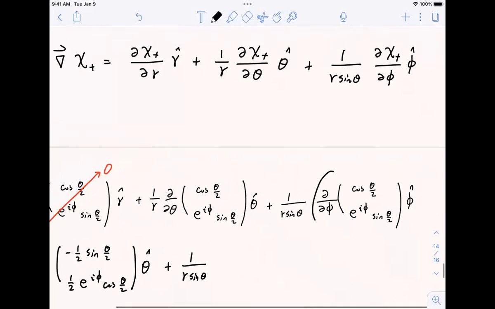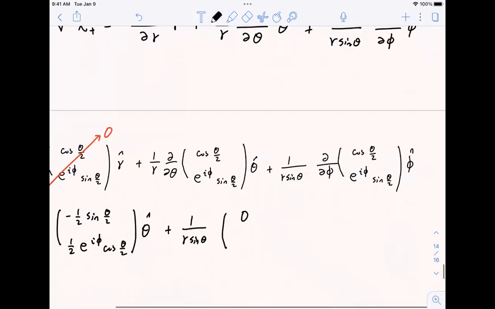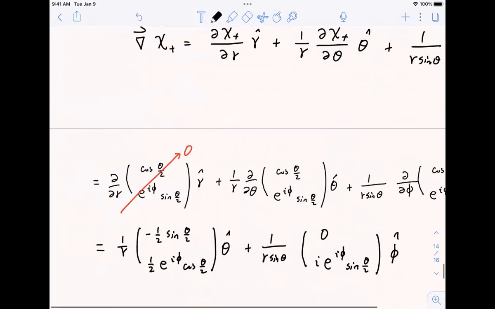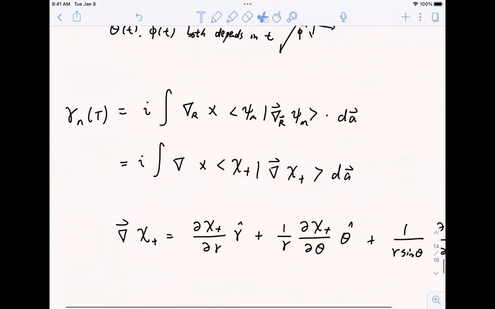And then we do it from here. The top part gives you 0. The bottom part just gives you I. Okay, so this is this one. And then after that, we're going to calculate this thing.